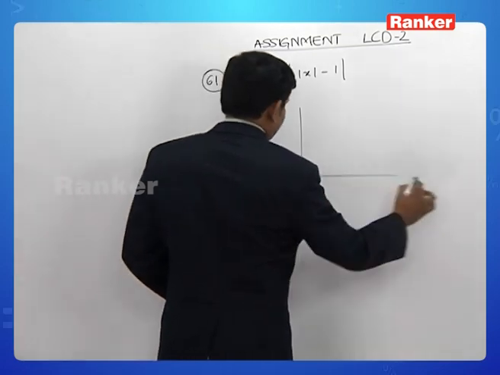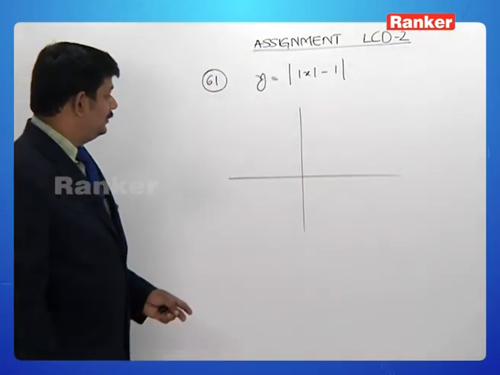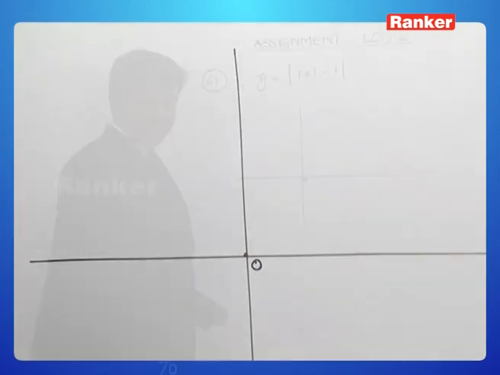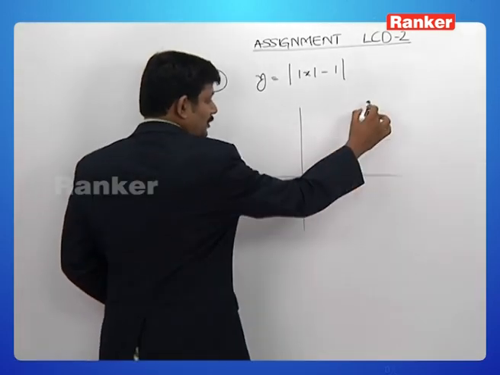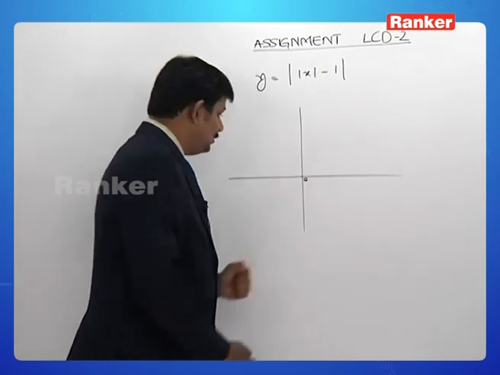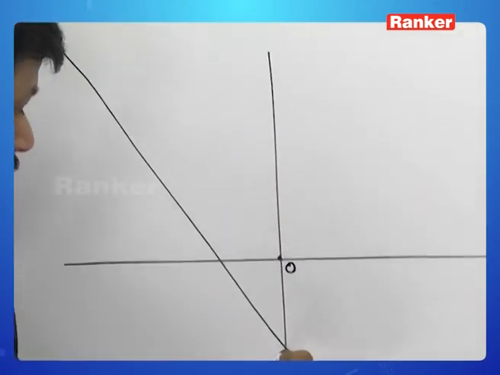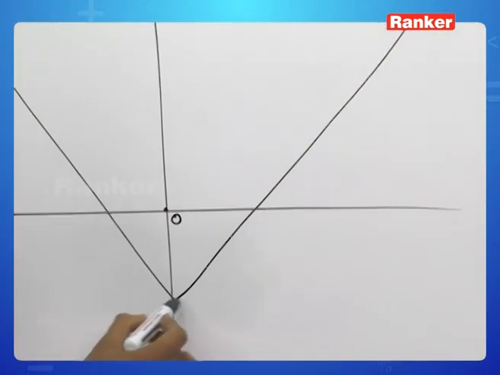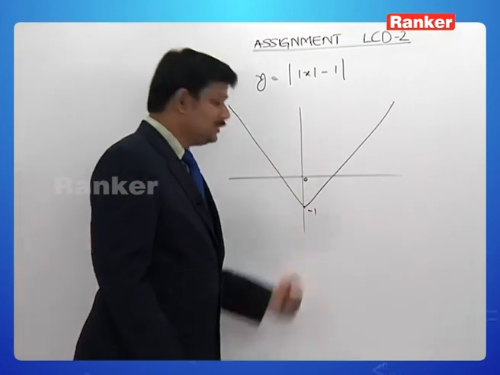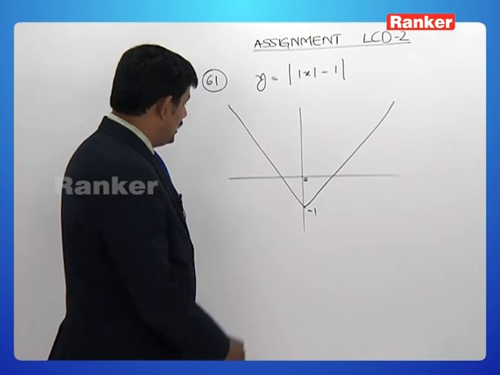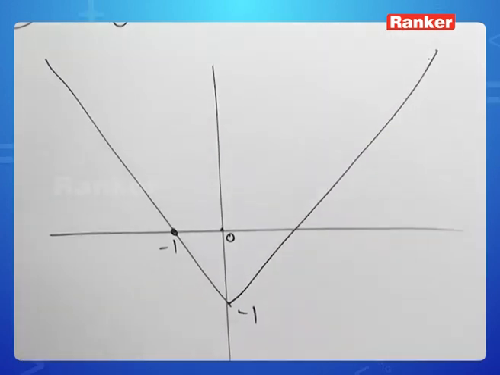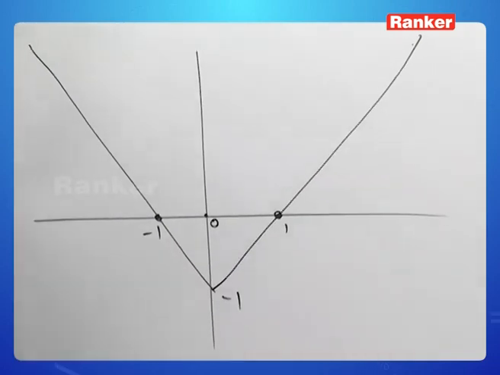Mod x, we know, is a V becoming 0 at the origin. This is how the graph of mod x will be. For mod x minus 1, pull the graph of mod x 1 unit down. So this is how the graph of mod x minus 1 would be. Now mod x minus 1 becomes 0 when x is minus 1 and also when x is 1.